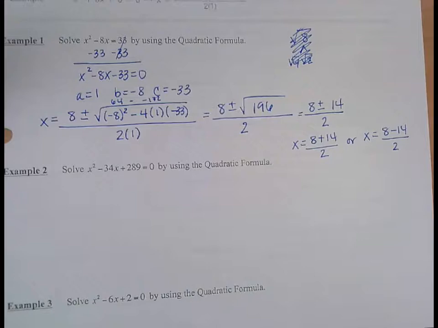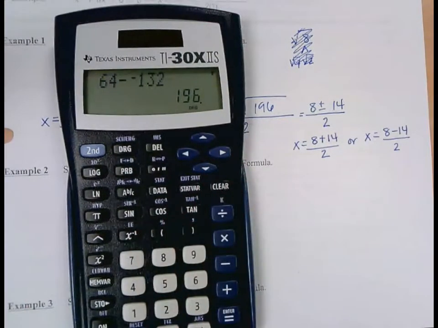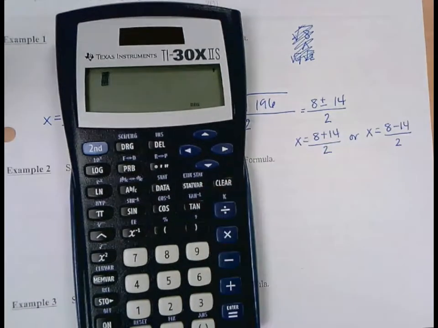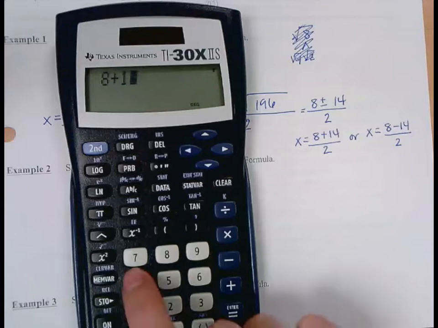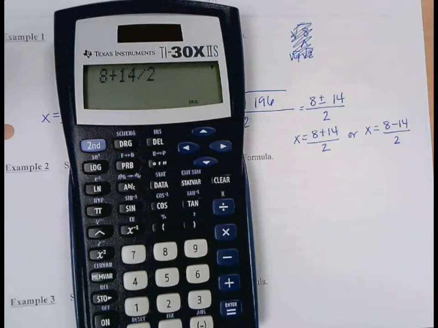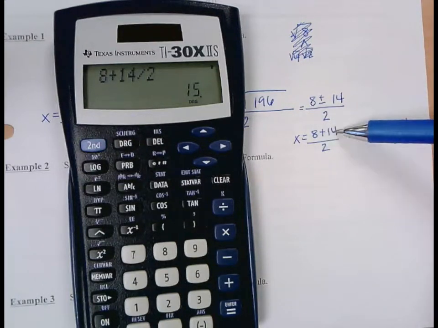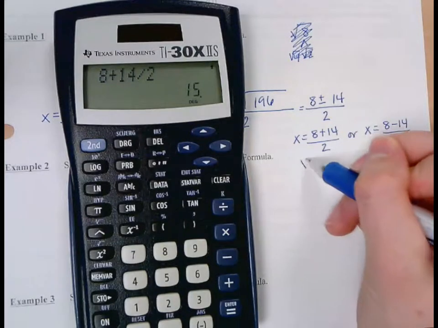And careful, too, with how you type this in your calculator. Again, I'm trying to point out common mistakes I see. If I just type in 8 plus 14 divided by 2, without parentheses, and I hit enter, it tells me it's 15. That is wrong. Because when you actually evaluate this, you have to do 8 plus 14 first, which is 22, divided by 2 is 11.